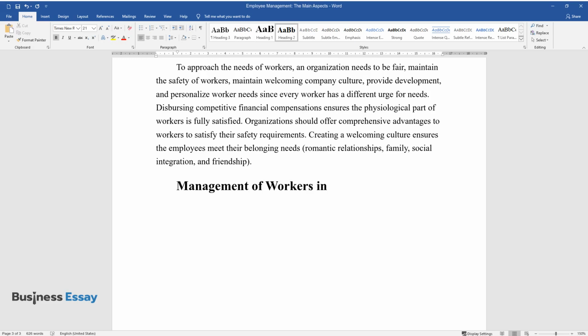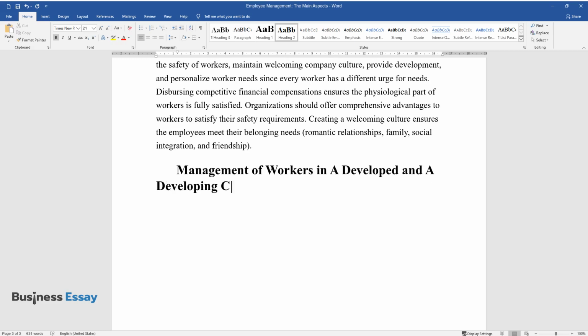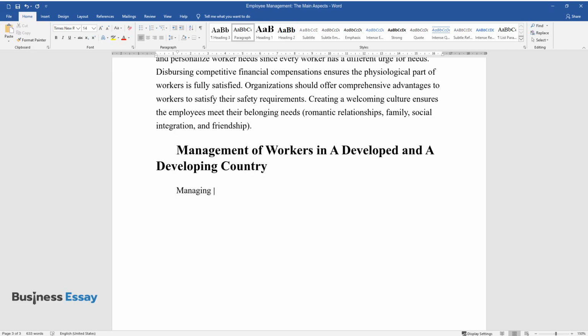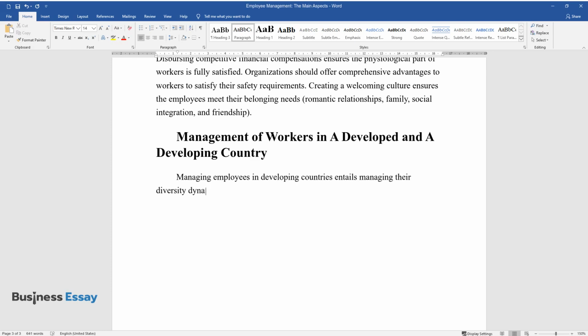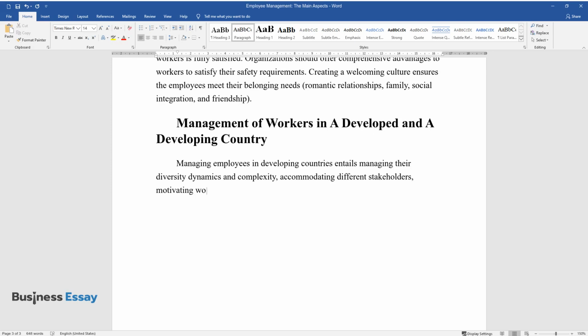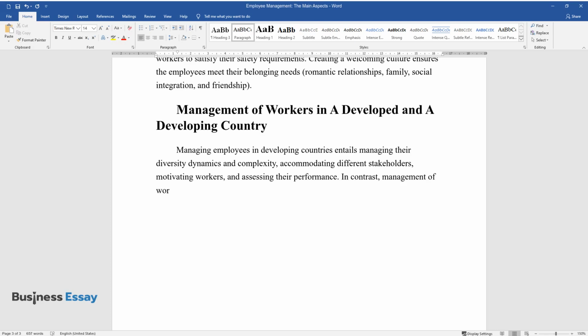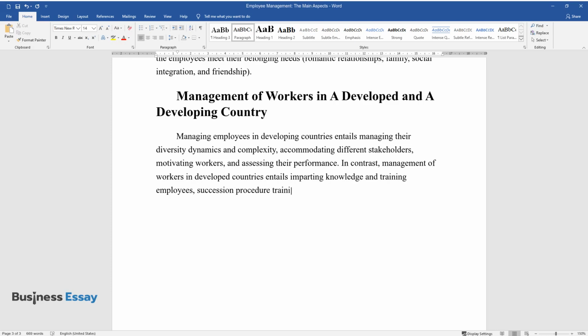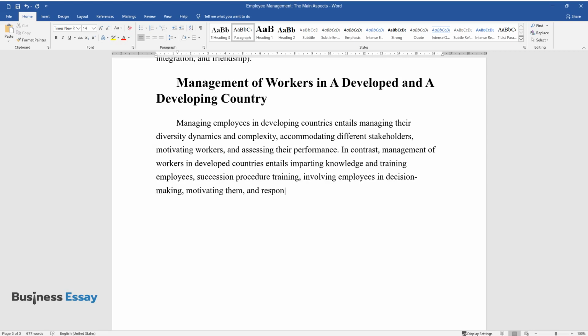Management of workers in a developed and a developing country. Managing employees in developing countries entails managing their diversity dynamics and complexity, accommodating different stakeholders, motivating workers, and assessing their performance. In contrast, management of workers in developed countries entails imparting knowledge and training employees, succession procedure training, involving employees in decision-making, motivating them, and responding to their feedback.